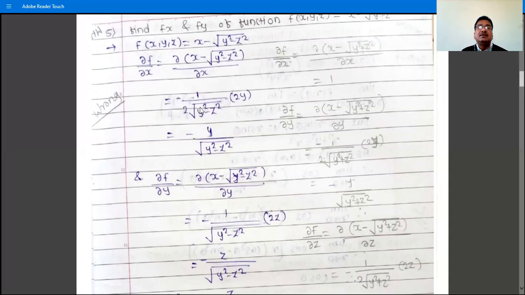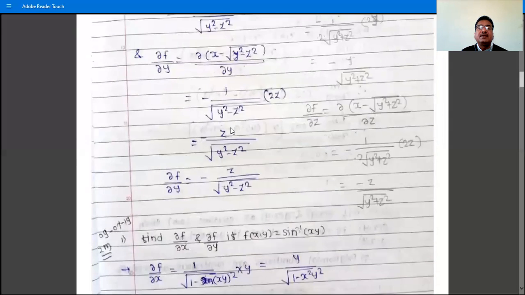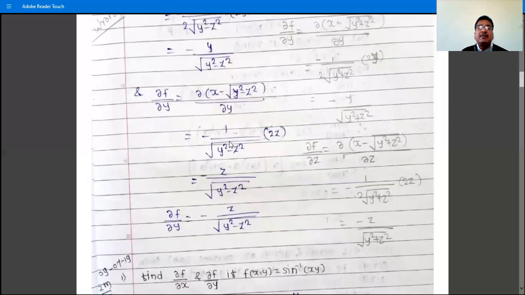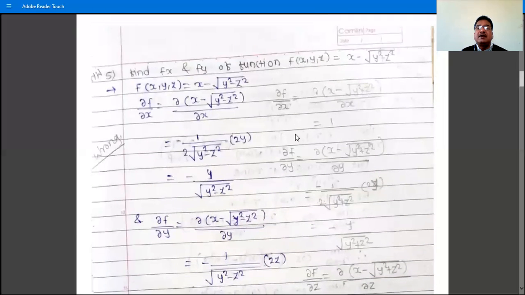Here this is a wrong answer. This is not the derivative with respect to x. This is the wrong answer. The derivative with respect to y, this is the correct answer. And this one is also correct. So what is the derivative with respect to x?